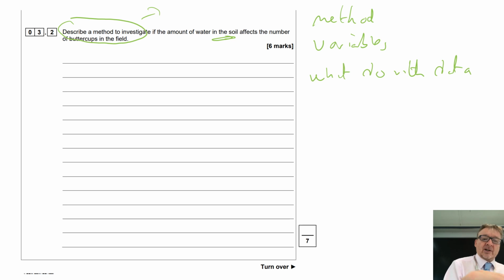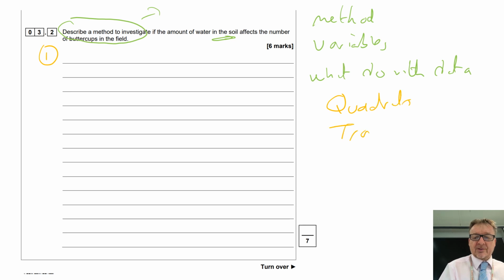Right, so there's two ways you can do this, and I mentioned it before. I mentioned quadrats and I mentioned transects. Okay, so a quadrat is your little square thing. A transect is where you've got a line, right?